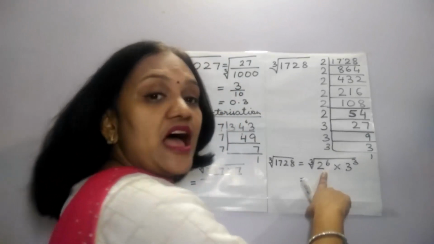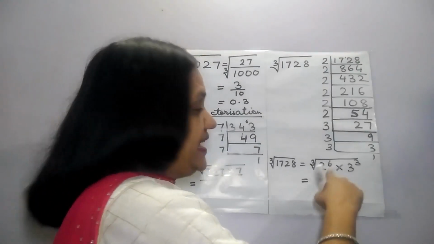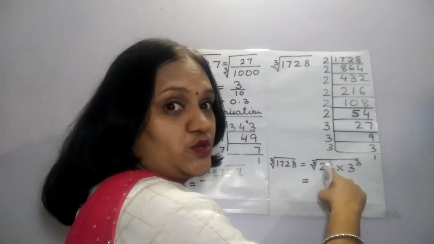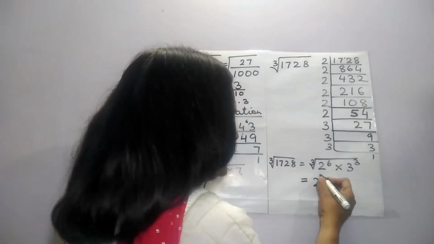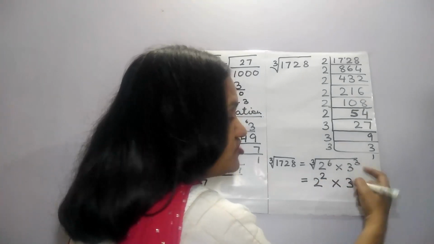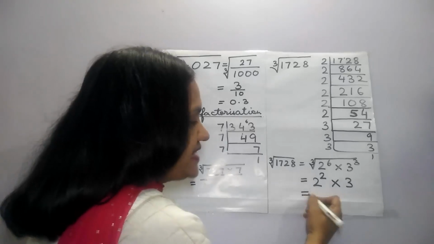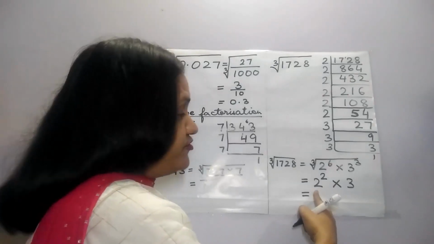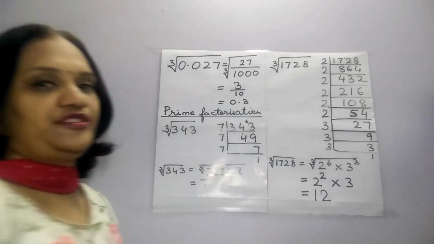Since we have written in exponent form, to find the cube root, each exponent has to be divided by 3. 6 divided by 3 is 2 and 3 divided by 3 is 1. So we are getting 2 twos are 4, 4 threes are 12.